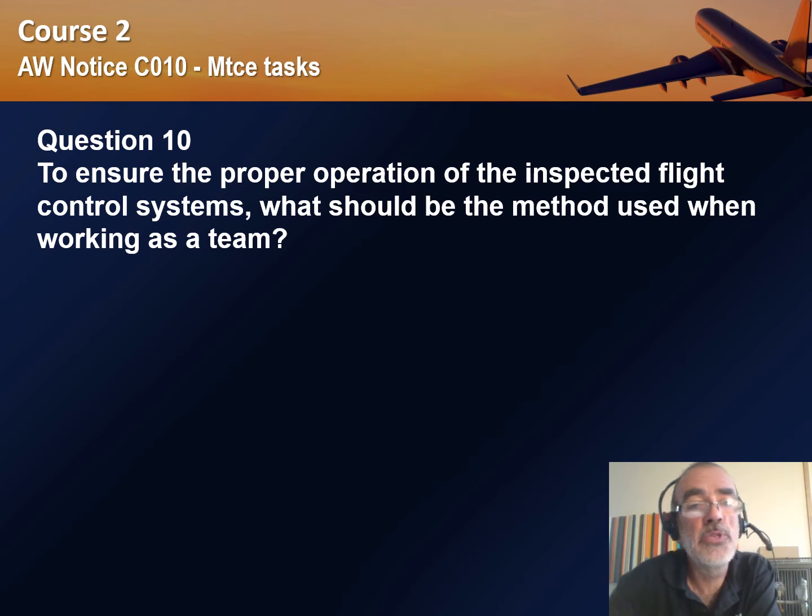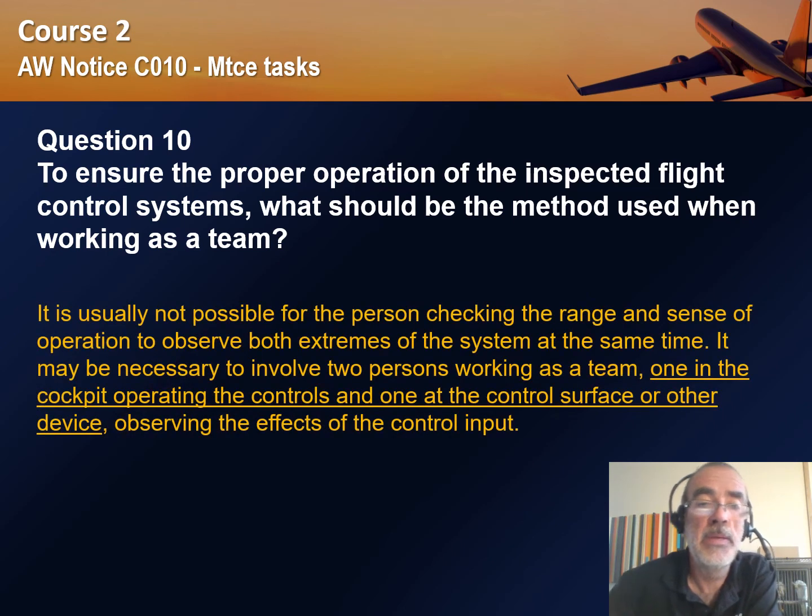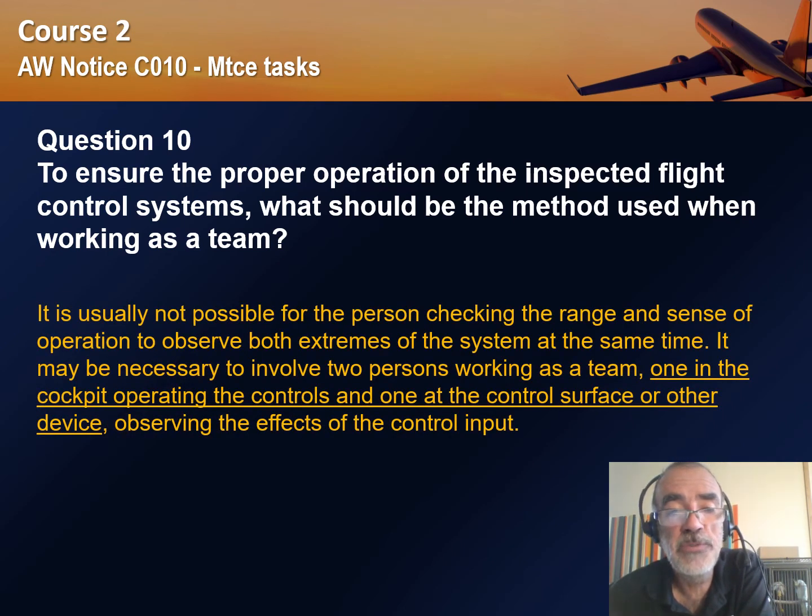Question 10. To ensure the proper operation of the inspected flight control system, what should be the method used when working as a team? It is usually not possible for a person to check the range, meaning the amplitude of the movement and the direction of the movement, in both extremes of the system at the same time.